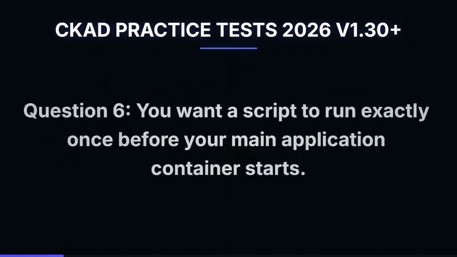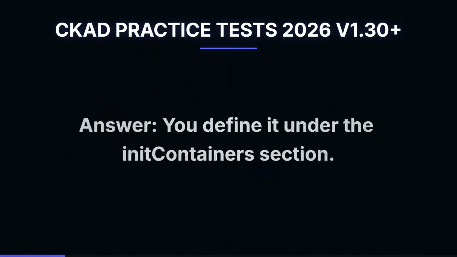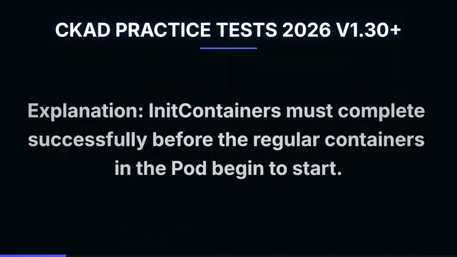Question 6. You want a script to run exactly once before your main application container starts. Where do you define this container in the YAML? Answer: you define it under the init containers section. Explanation: init containers must complete successfully before the regular containers in the pod begin to start.